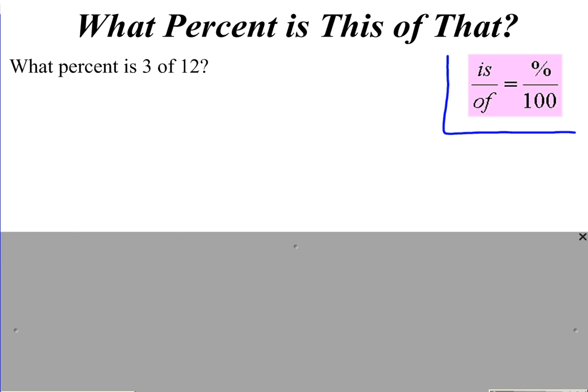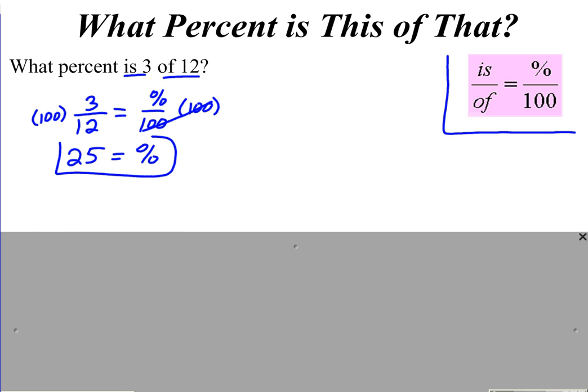I will use that method here for this one. Is over of. Is 3 of 12. So our first fraction is 3 over 12 equals percent over 100. Solve this equation now for the percent. So I'm going to multiply both sides by 100. Leaves us with the percent, which is what we're looking for. So in our calculator, 100 times 3/12, the percent is equal to 25%.